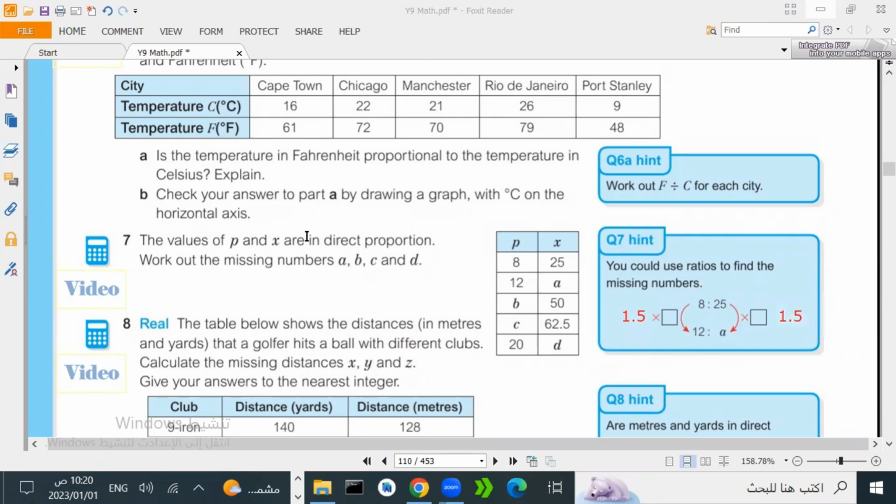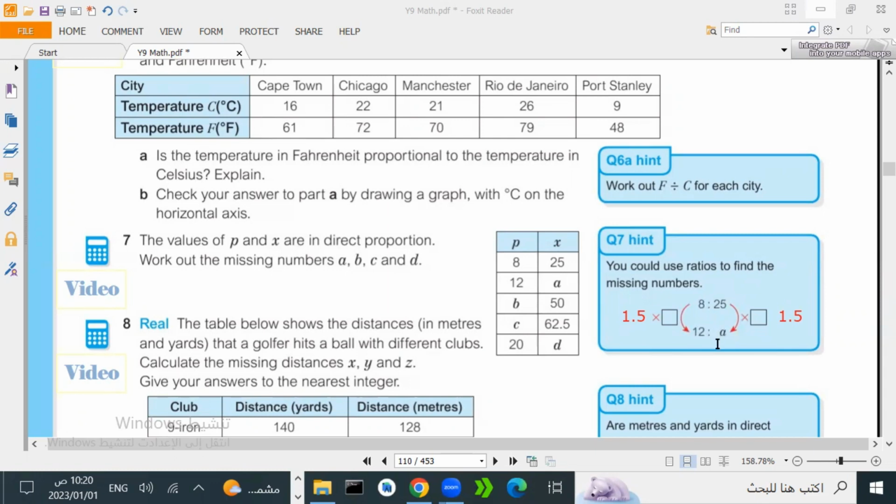Because the idea of direct proportion is having a constant between the y and the x, and at the same time having another constant between the values of the y itself and the values of the x itself, which is the same here and here. Now, we're going to use this to find the values of the other variables.